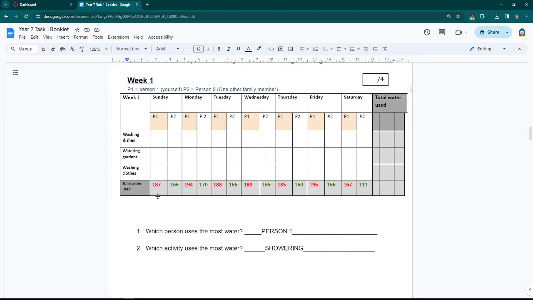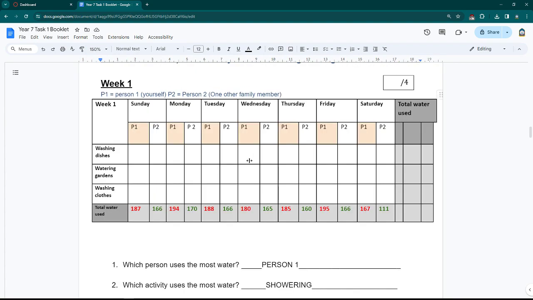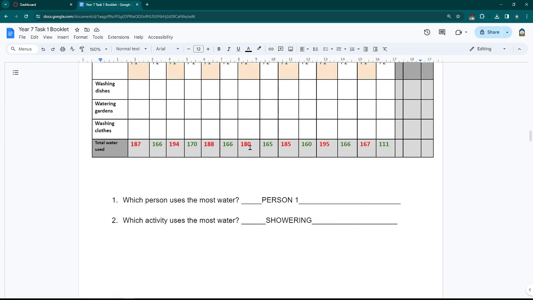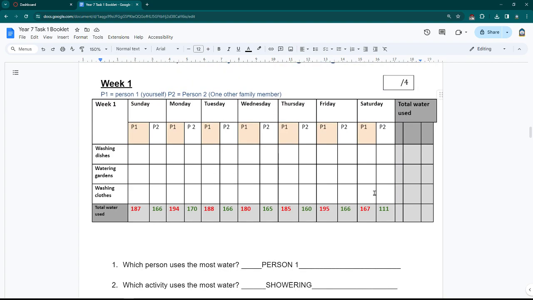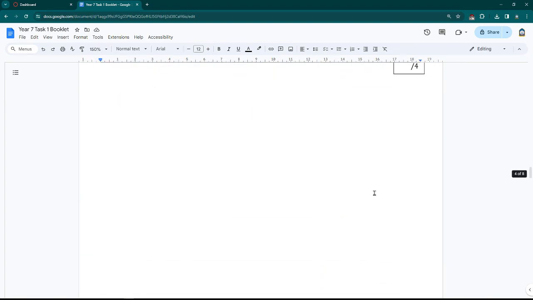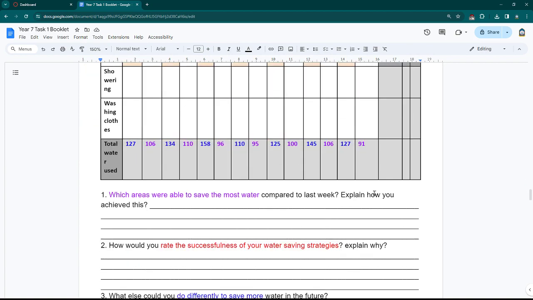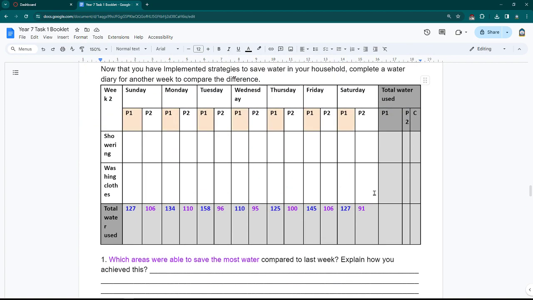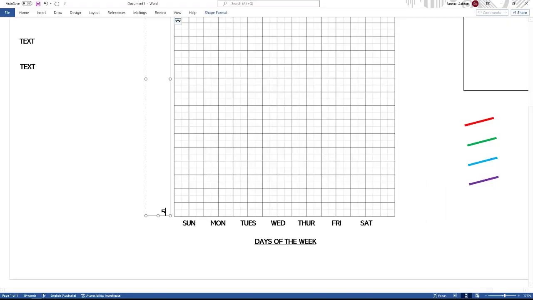So let's look for the lowest. If I zoom in a squidge, the lowest on this side is maybe 111. And then if I come down to week 2, which should be lower because I've done my strategies, the lowest over here is 91. So let's just give it a comfortable 50 to start off with. So we're going to start off with 50. Now I'm going to come up, just like that.